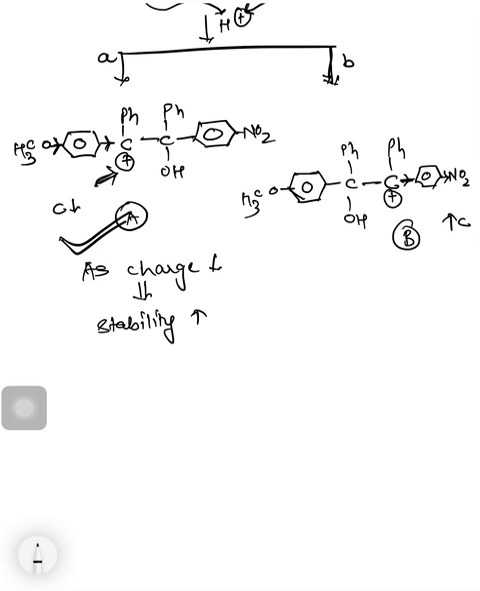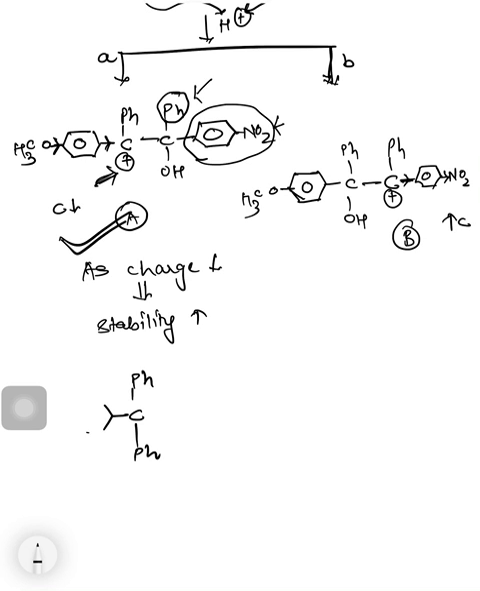So in the next step, what will happen? There will be migration. Now, there are two groups present for migration. Whether I have to migrate Ph or I have to migrate NO2. So the group which will stabilize the positive charge will try to migrate. Here NO2 is an electron withdrawing group, so it will not decrease the charge very much as compared to the phenyl ring. So in this case, the phenyl ring will migrate. So the phenyl ring will migrate towards the positively charged carbon atom.